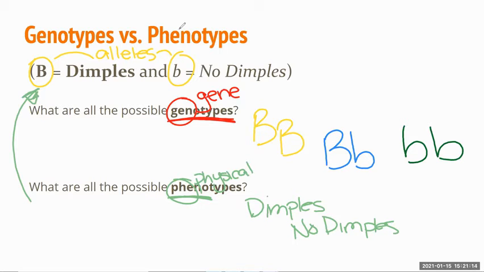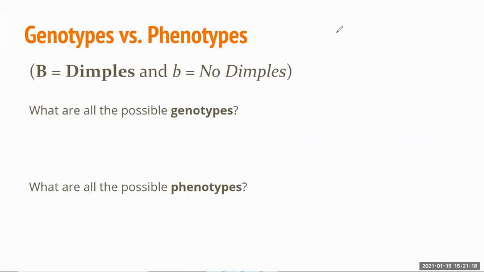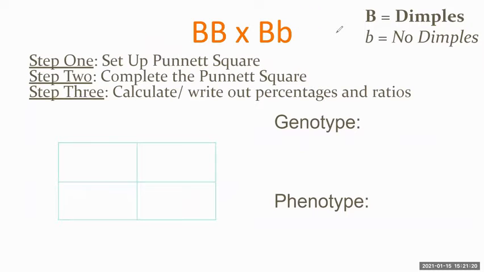Okay, so that's how you know genotypes and phenotypes. So let's go ahead and jump to our Punnett square. I have included the steps here, so we are doing everything on this one slide. We are crossing a homozygous dominant parent with a heterozygous parent. So those are the genotypes.